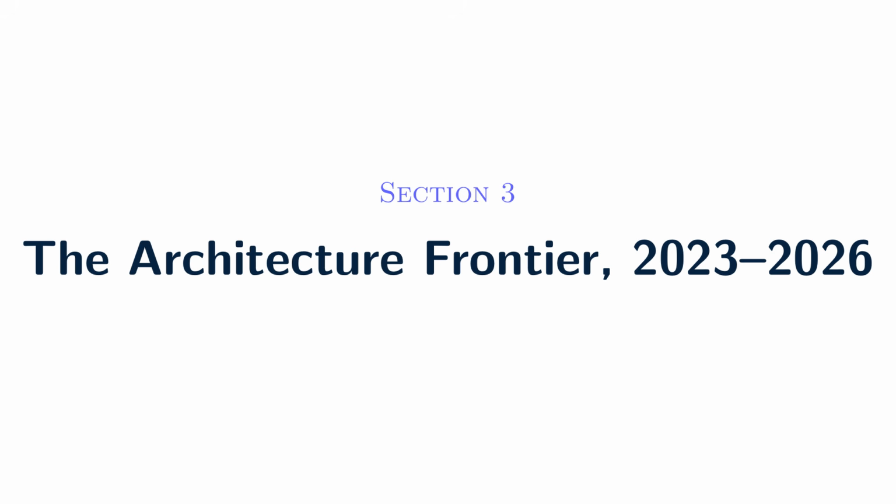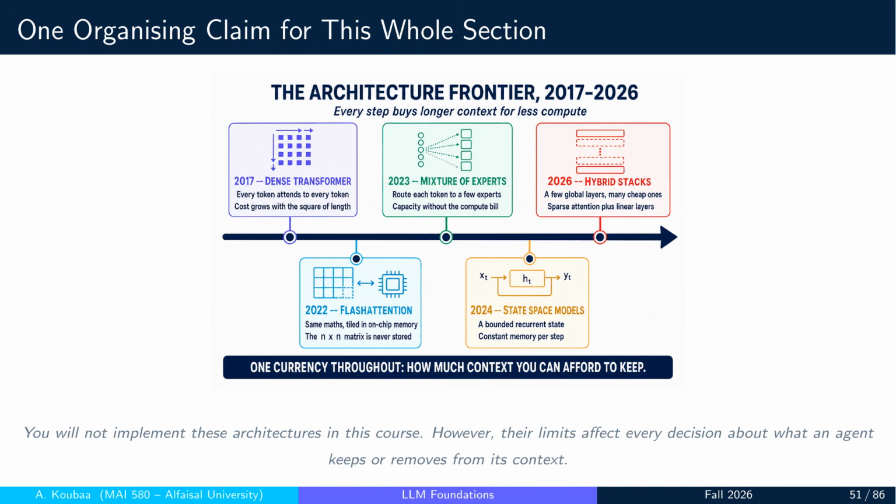We know the pressure now: attention cost and cache cost. This section asks a single question: how do current architectures buy more useful context and more capacity for the same budget? Keep one organizing claim in mind, and everything in this section will fit into it. The frontier is mostly an economic story, not a mathematics story.